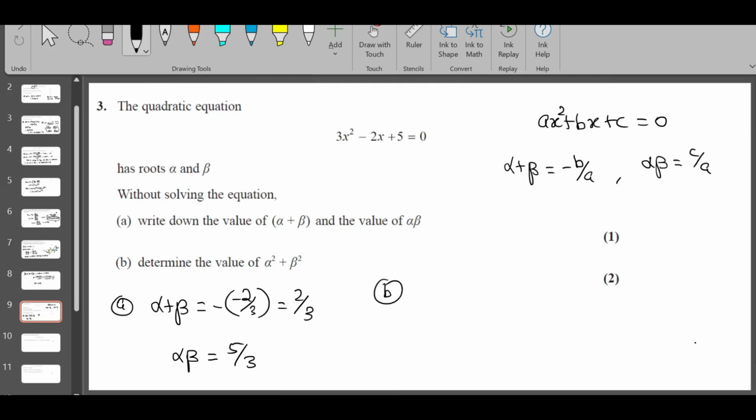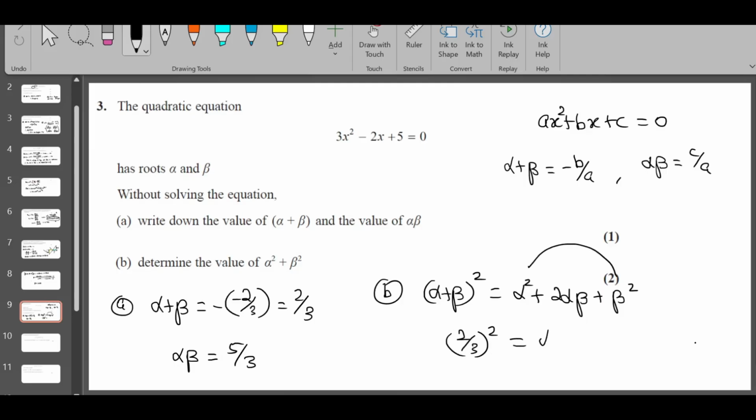Part B now, 2-mark question. Find the value of alpha squared plus beta squared. You can write alpha plus beta whole squared as alpha squared plus 2 alpha beta plus beta squared, right? Sub in the value of alpha plus beta here, which is 2 over 3 whole squared, keep these two as they are, 2 times alpha times beta is 5 over 3. That's all. Move this value here, you got the answer already.